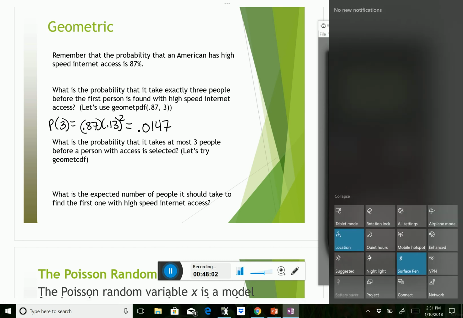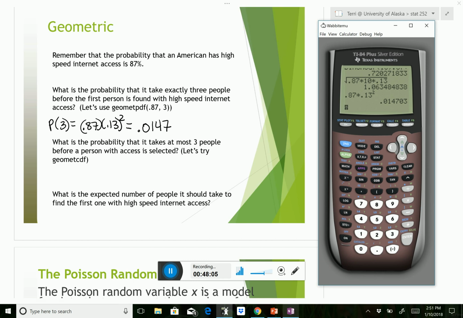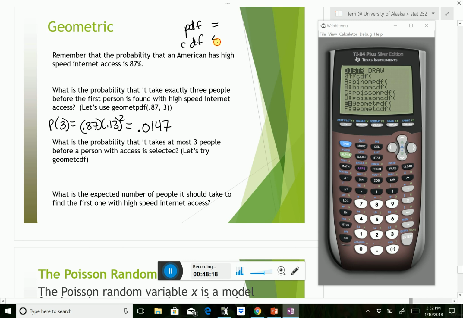Now, we could also use geometric. If I go to second distributions again, you'll notice that I have one called Geomet PDF. Remember, PDF is equals, CDF is less than or equal to. So I want the PDF because it's exactly 3. My p is 0.87, my x value is 3, and I paste. And I get 0.0147.